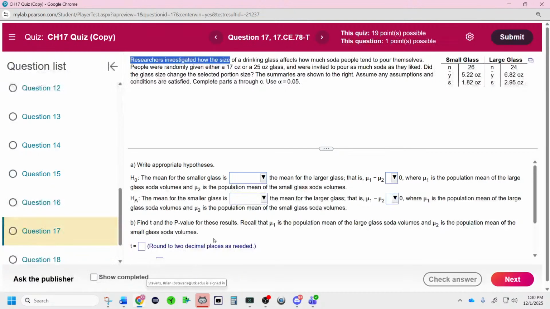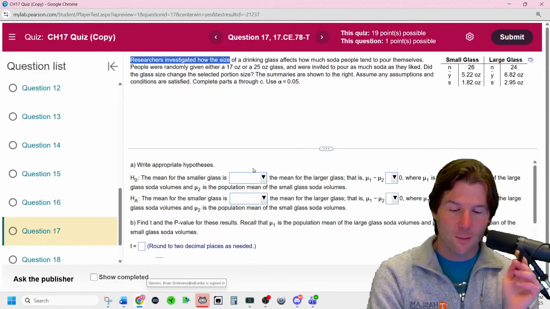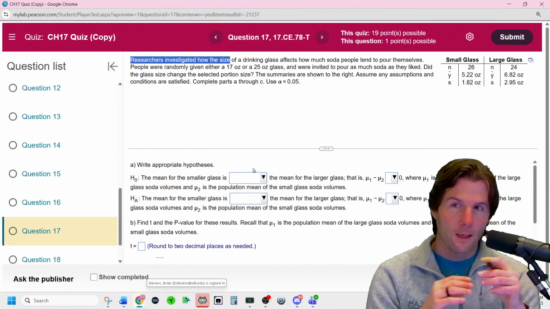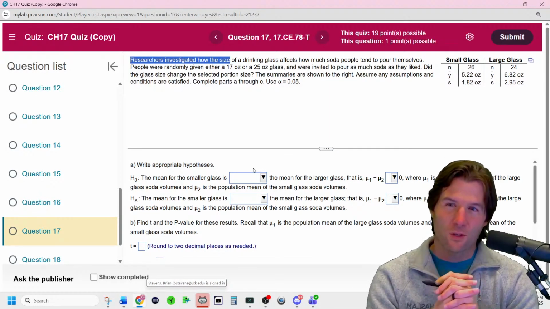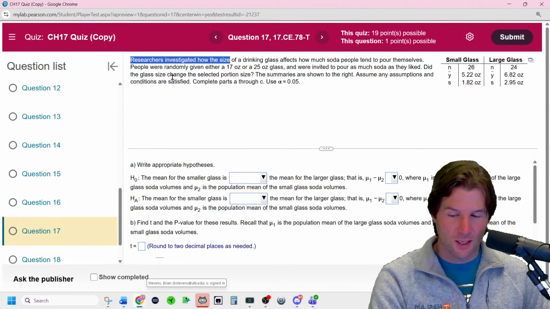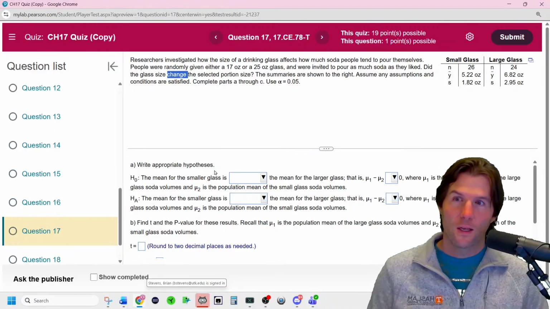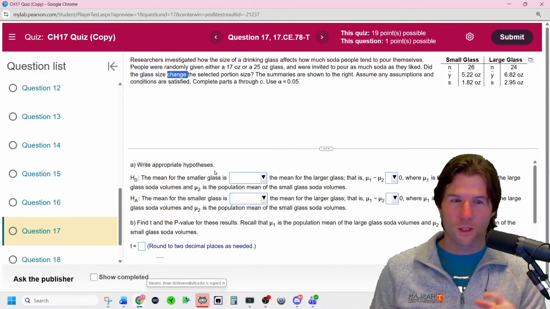I'm so sniffly. But the first thing we want to do right here is they're asking, does it affect how much people put in the glass? And so is this a one-tailed test or two-tailed test? We're asking, does it change the portion size? So when you do the tails of a test, this indicates the sign of the alternative. Is this a less than, greater than, or not equals alternative?